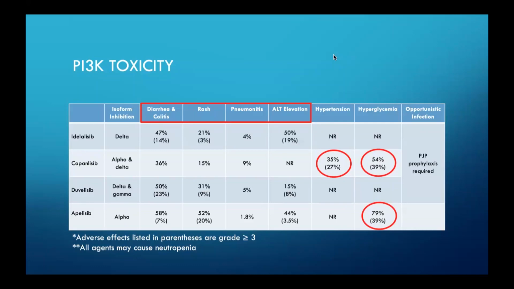And then the unique thing is the opportunistic infections with PJP prophylaxis required. So not something we typically think of with ibrutinib or other drugs that are used in the same space on our CLL and lymphoma side, but something that has been documented with these agents, and so something we need to be putting on board for these patients.